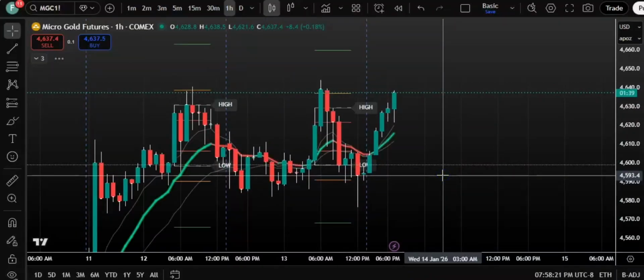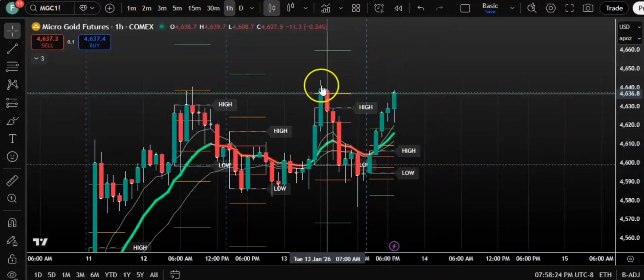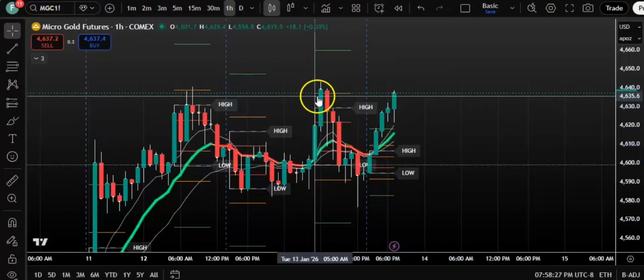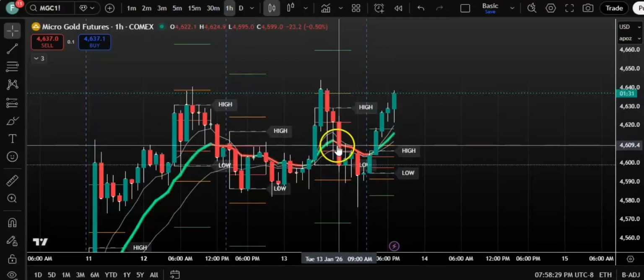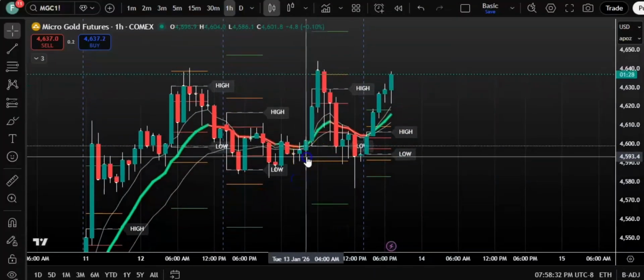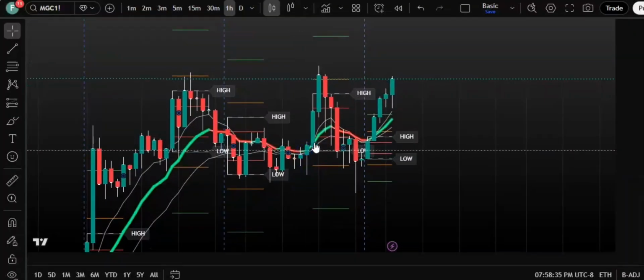Just so we can see. So yeah, today's trade hit TP. Yesterday's trade, you can see it reversed. That was pretty much today in the morning.